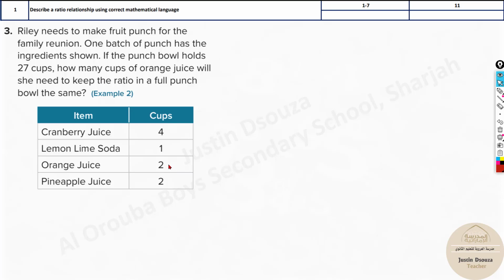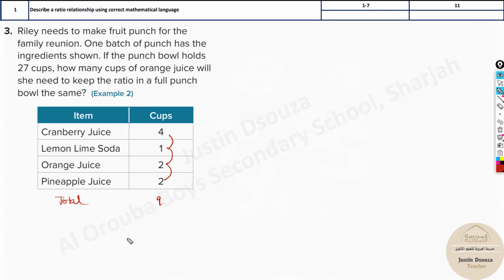So the thing is about ratios over here. First thing, let's add up these cups in the given table and write what the total is. The total here is how much? It is 9, isn't it? It is 4 plus 1, 5, 6, 7, 8, 9. So the total is 9.